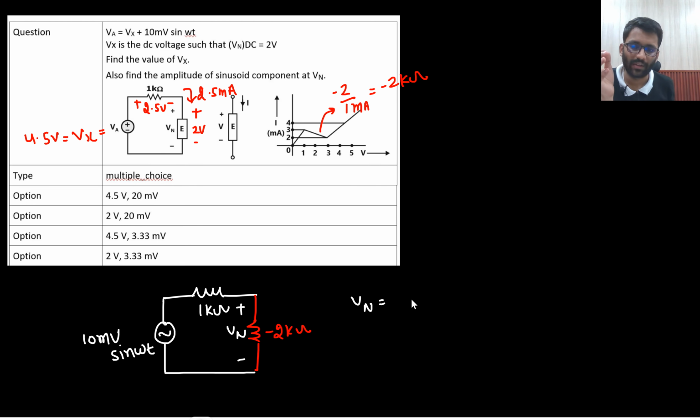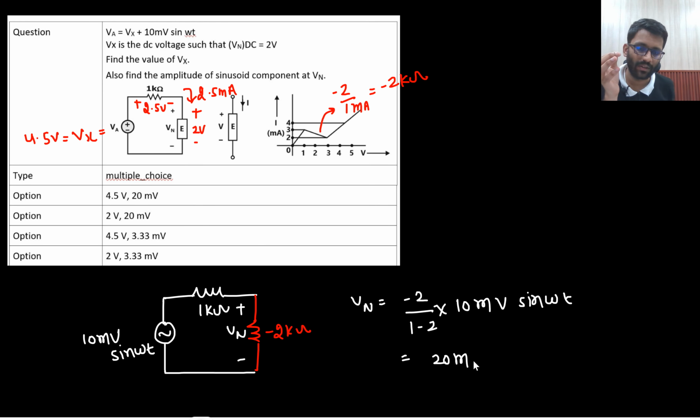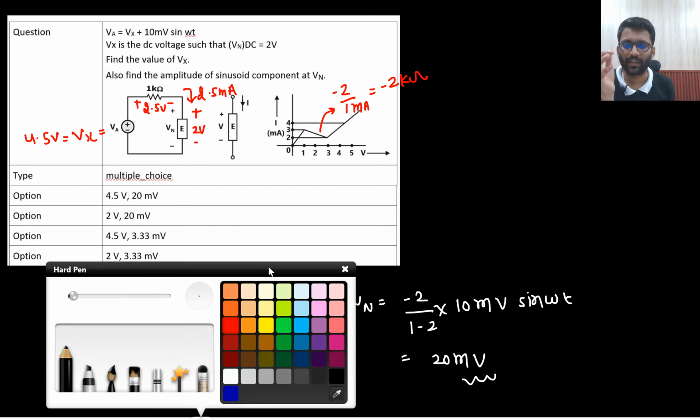So Vn would be minus 2 divided by 1 minus 2, into 10 millivolt sin omega t. So this will simply be 20 millivolt. Amplitude will be 20 millivolt. So option A is correct. Okay, very straightforward.